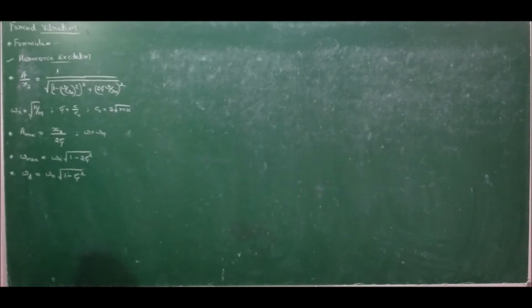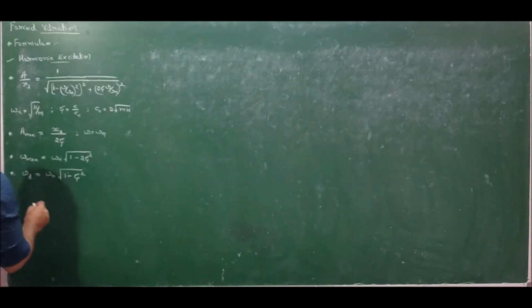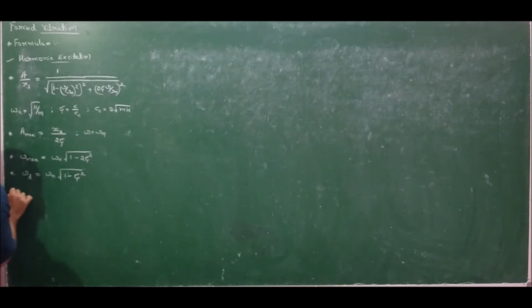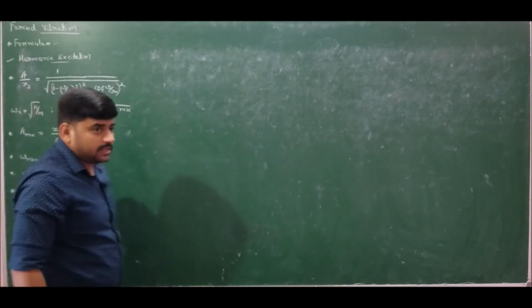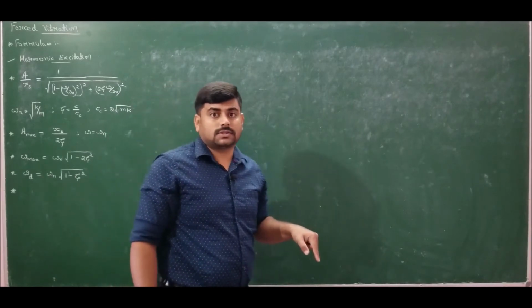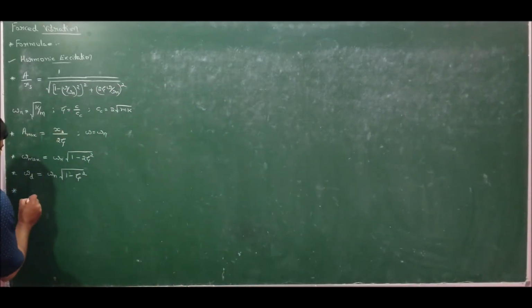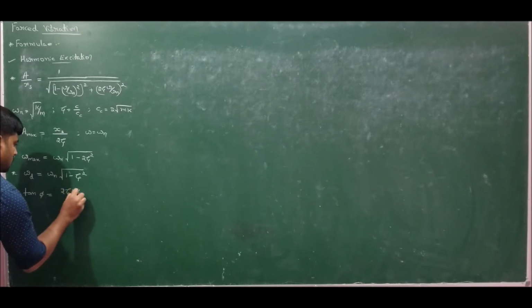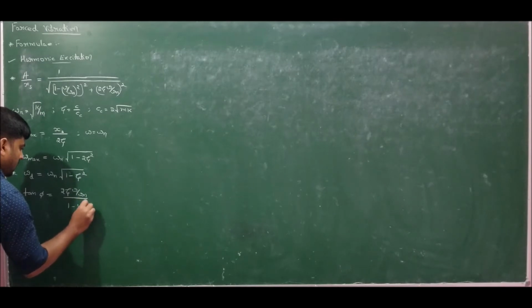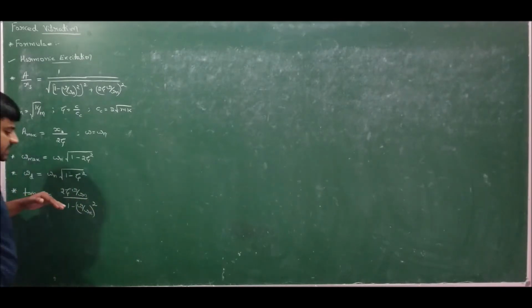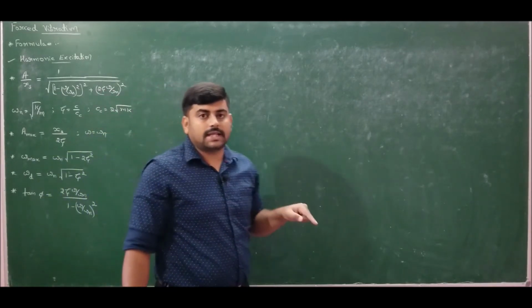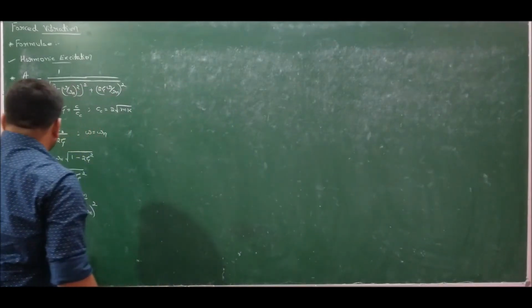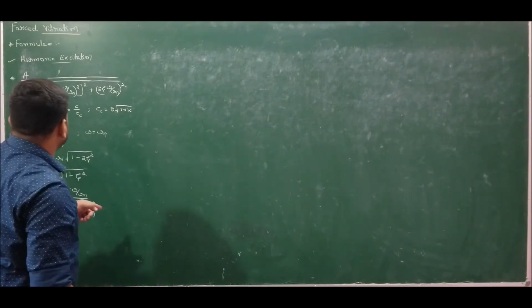So these are the expressions we have discussed, and also we have discussed the expression for phase angle, correct? The phase difference between the amplitude of vibration and exciting force is given by tan phi, which is equal to 2 zeta omega by omega n divided by 1 minus omega by omega n whole square. So these are the things we have discussed in our lecture 1, correct?